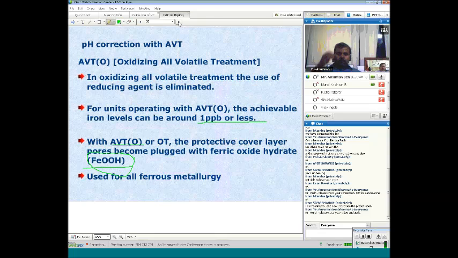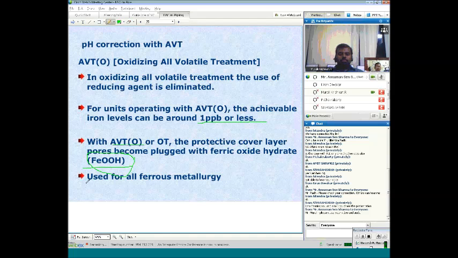And the other thing is that it can be used only for all-ferrous metallurgy. That means if you are having a combined or dual metallurgy, you cannot use AVT(O). That means if you are having copper in your system, for example your condenser is having copper metallurgy, or your LP heater is having copper metallurgy, that means brass, for example, you cannot use AVT(O). It can only be used for an all-ferrous metallurgy.